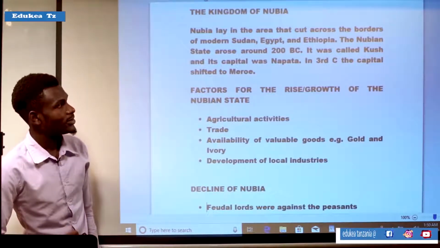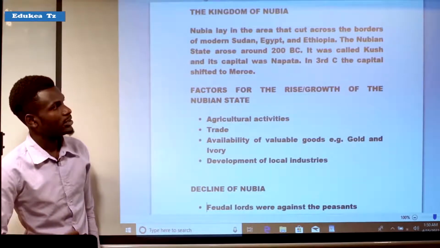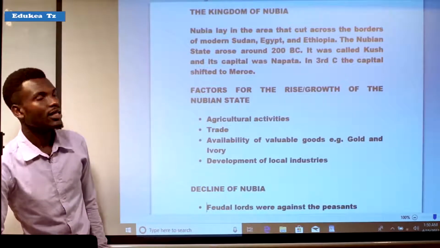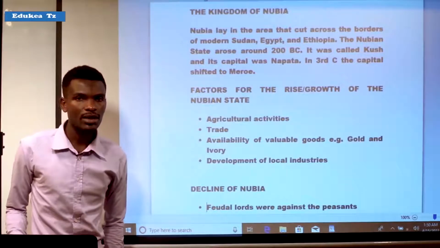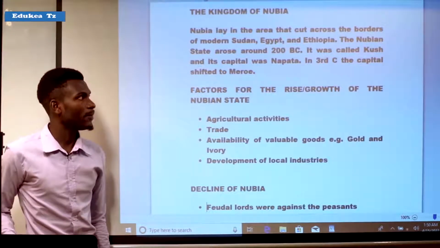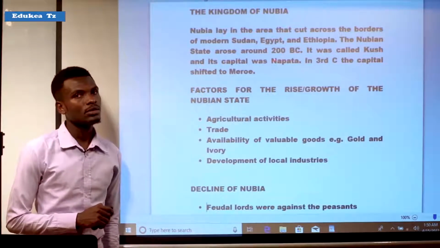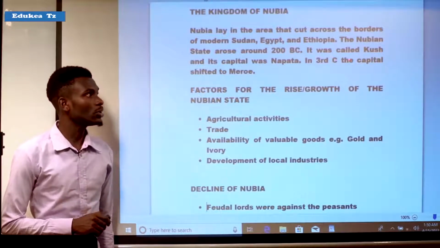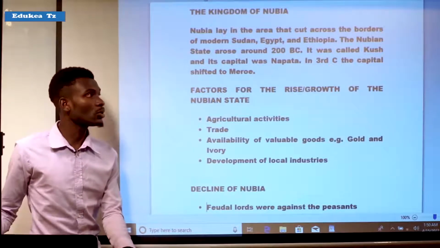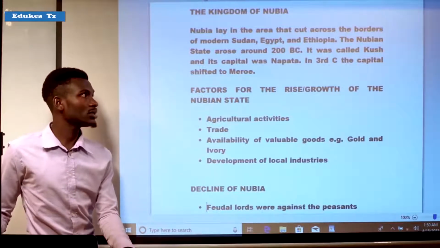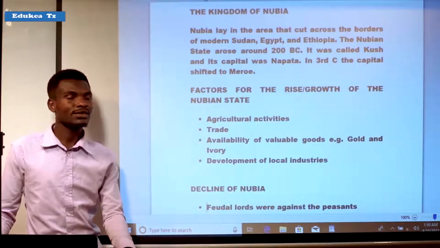Nubia lay in the area that cut across the borders of modern Sudan, Egypt, and Ethiopia. The Nubian state arose around 200 BC. It was called Kush and its capital was in Napata. It means that by that time it was known as Kush, and the capital city was Napata.